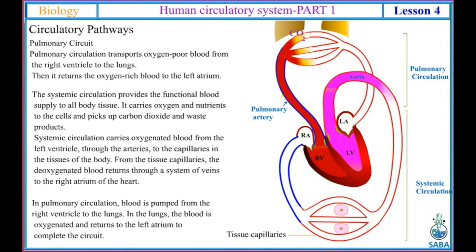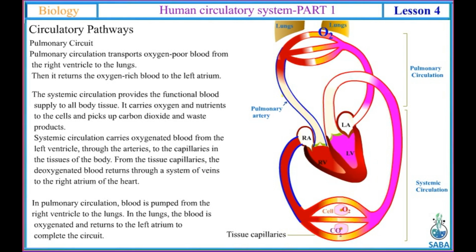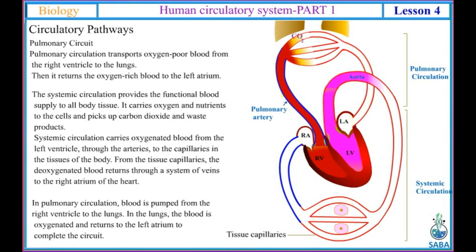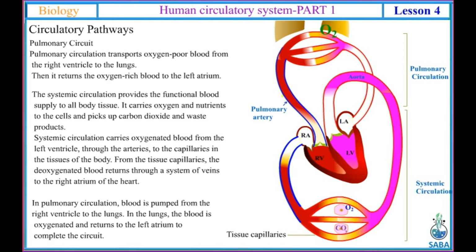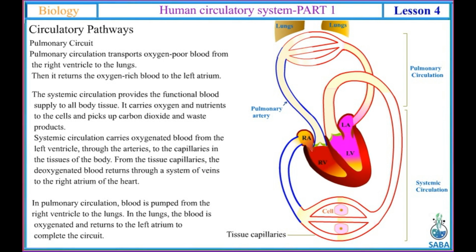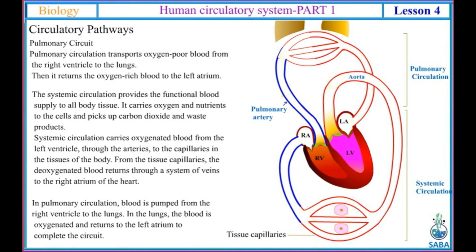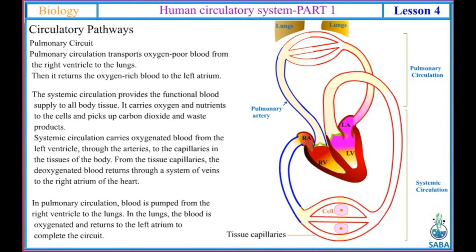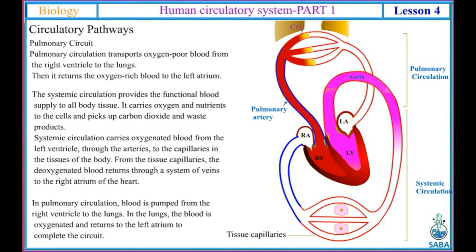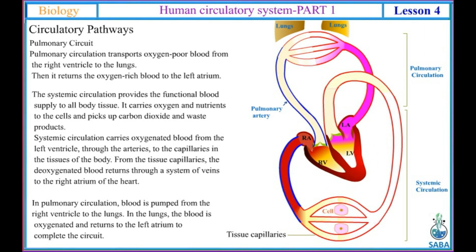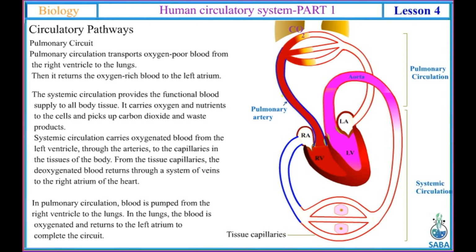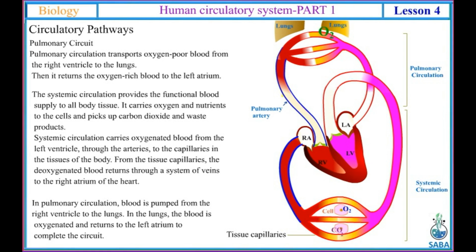Circulatory pathways. It consists of pulmonary circulation and systemic circulation. Pulmonary circuit. Pulmonary circulation transports oxygen-poor blood from the right ventricle to the lungs. Then it returns the oxygen-rich blood to the left atrium. The systemic circulation provides the functional blood supply to all body tissues. It carries oxygen and nutrients to the cells and brings back carbon dioxide and waste products.